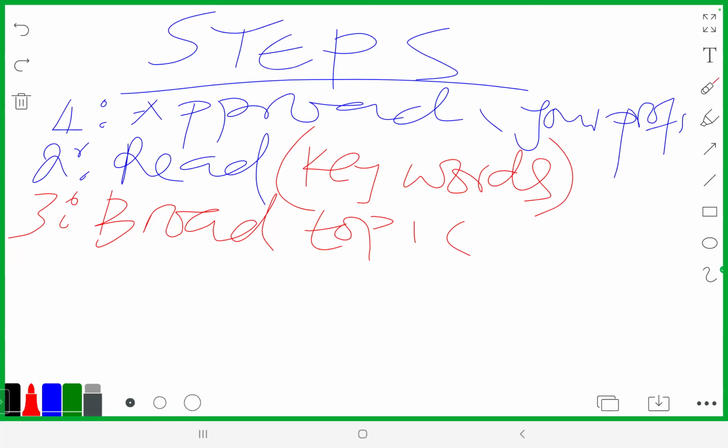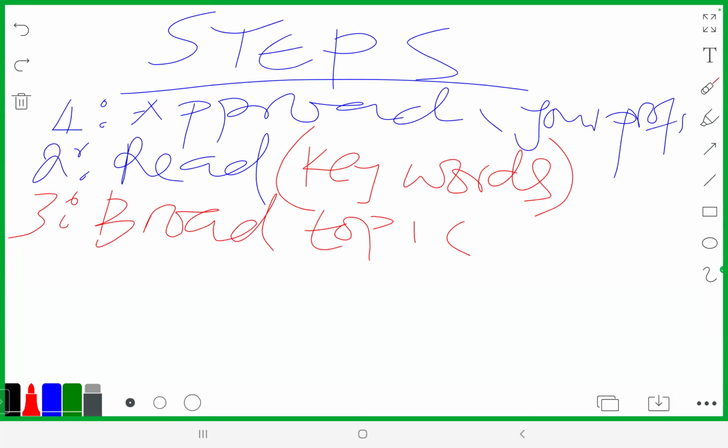Because you can't just say unemployment. That's too general. You have to keep narrowing down until it becomes very specific. Maybe you can say the level of unemployment among the fresh graduates in Zambia, right? At least that is now more specific. The level of unemployment among the fresh male graduates, that one is even more specific.